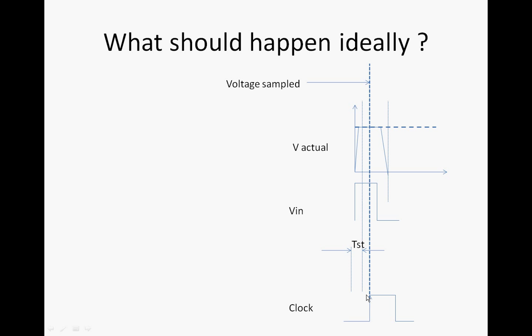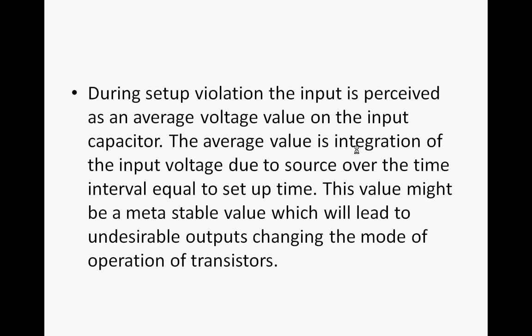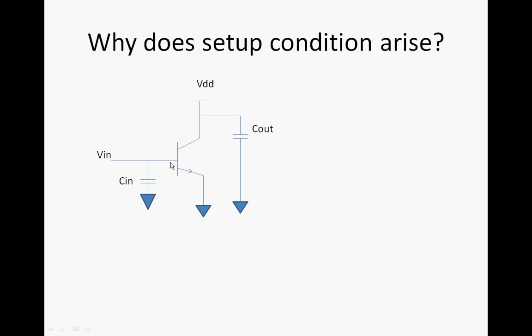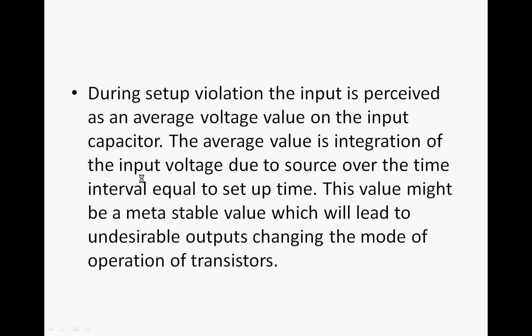If my clock occurs in this interval, it would read an average value over the integrated period of time. So here is something we have known: during setup violation, the input is perceived as an average voltage value on the input capacitor. The average voltage value is obtained by V input integrated over the setup time.